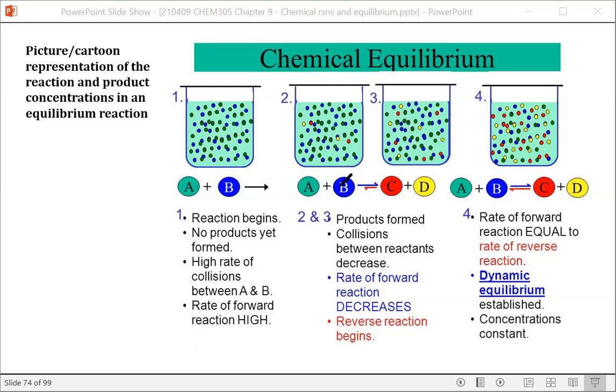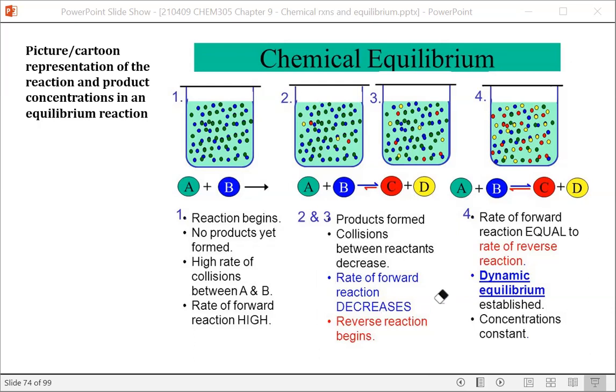As the reaction continues over time, you're still having product formed from the collisions between your reactants A and B, but slowly A and B are going to be used up as they're converted into your products, C and D. And so as A and B are used up, their concentration goes down, which means the rate of the forward reaction is going to decrease, and the reverse reaction is going to begin. C plus D are going to start reverting back into A plus B.